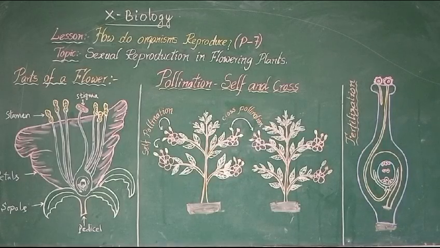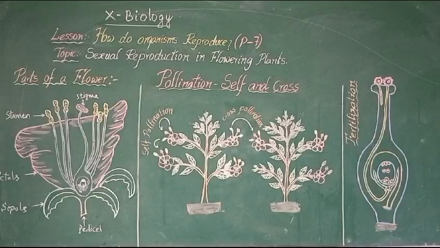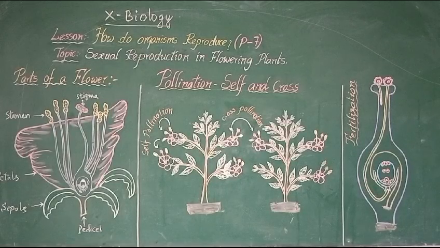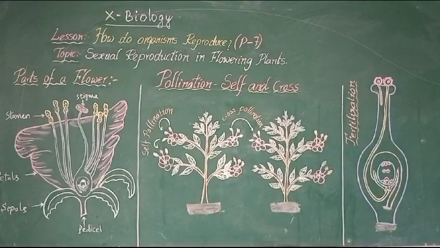But cross-pollination means the transfer of pollen grains from the anther of a flower to the stigma of another flower of another plant of the same species. This is called cross-pollination. Next, the last one, fertilization. In fertilization, we can see the pollen grains transfer from anther to stigma. In the third picture, it is very clear, my dear teachers.